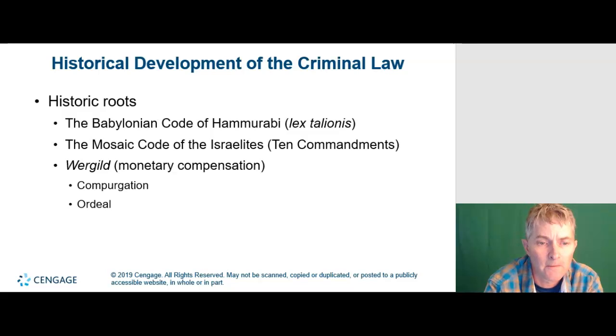Guilt was determined by two methods: compurgation, which involved having the accused person swear an oath of innocence while being backed by 12 oath helpers, and ordeal-based, which was based on the assumption that a person who is innocent would survive an ordeal, like placing hands in boiling water or holding hot iron. I don't think I want that one, folks.